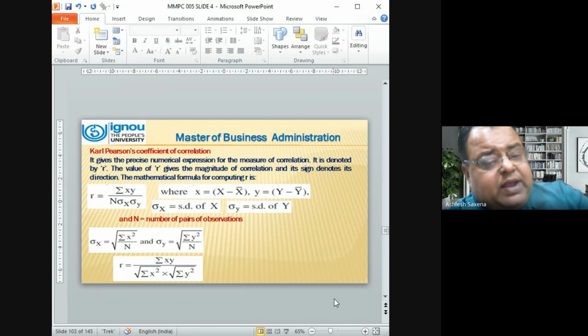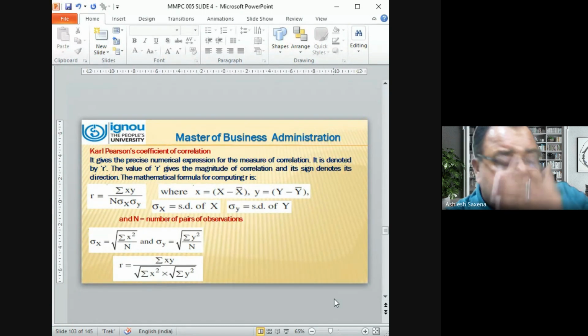And the mathematical formula you are supposed to remember is r is equal to summation of the product of x and y divided by the total number of terms n into standard deviation of x and standard deviation of y. Here you can see that small x is equal to x minus x bar. X bar is the mean. Similarly, y is equal to y minus y bar.